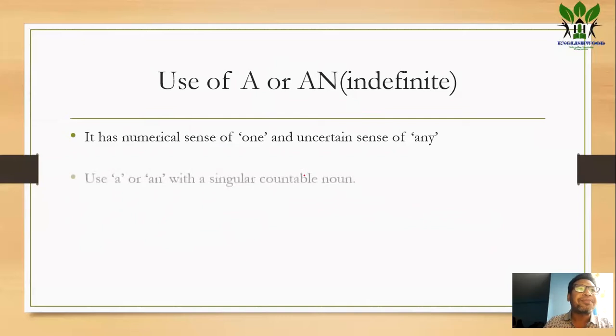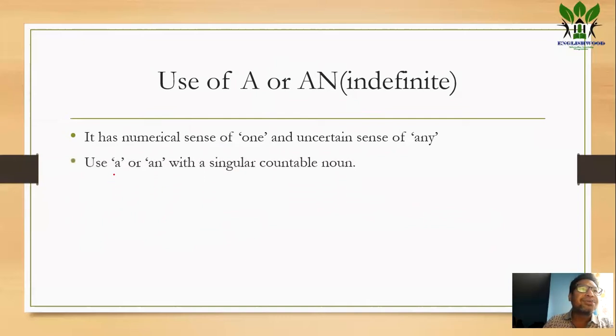You use a or an with a singular countable noun. Remember, a countable noun is one that can be counted, and singular means when you want to say only one, at that time you use a or an. Use a with a noun that starts with a consonant sound.